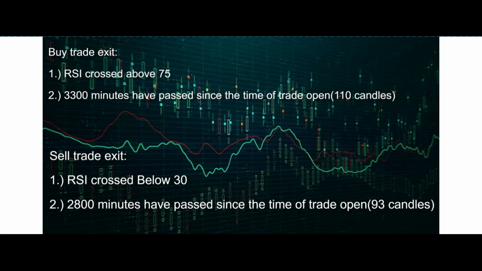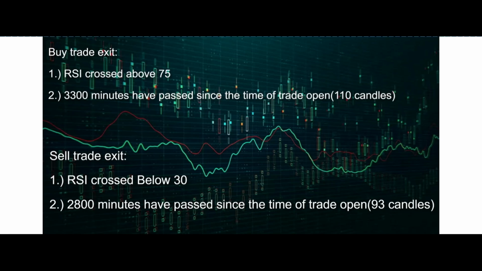So don't do that. Don't just follow the entry signals and not the exit signals, because that way the strategy is not profitable. And I guess no strategy is profitable without a good exit strategy. So let's see the buy trade exit. Now, it is really simple. I didn't want to complicate it.